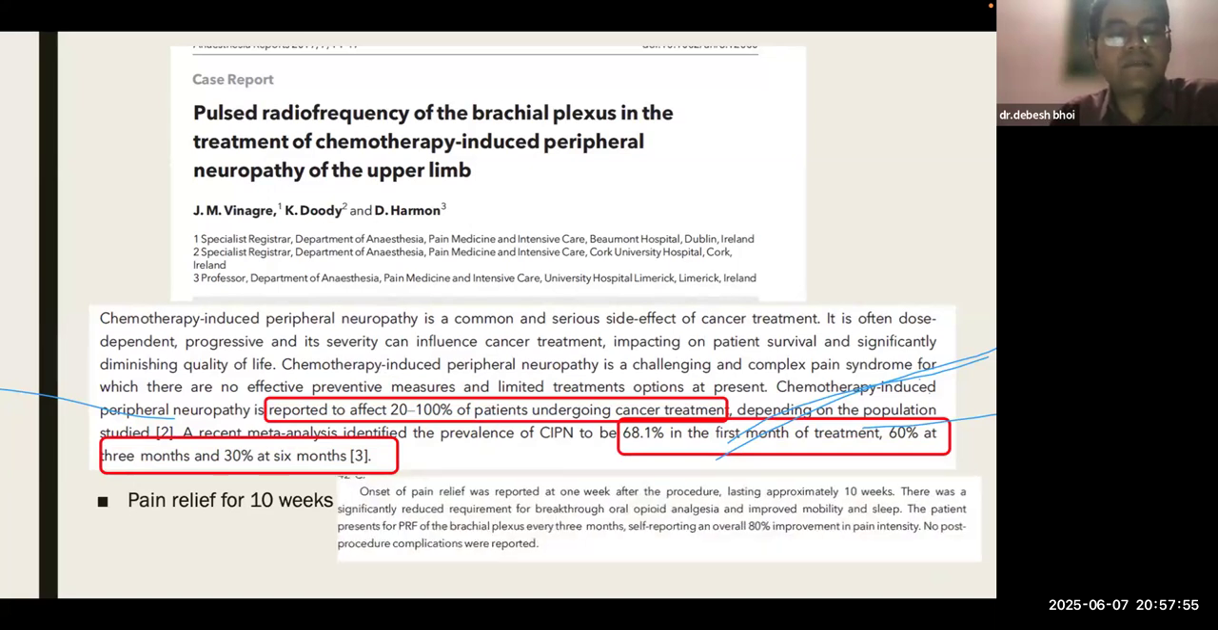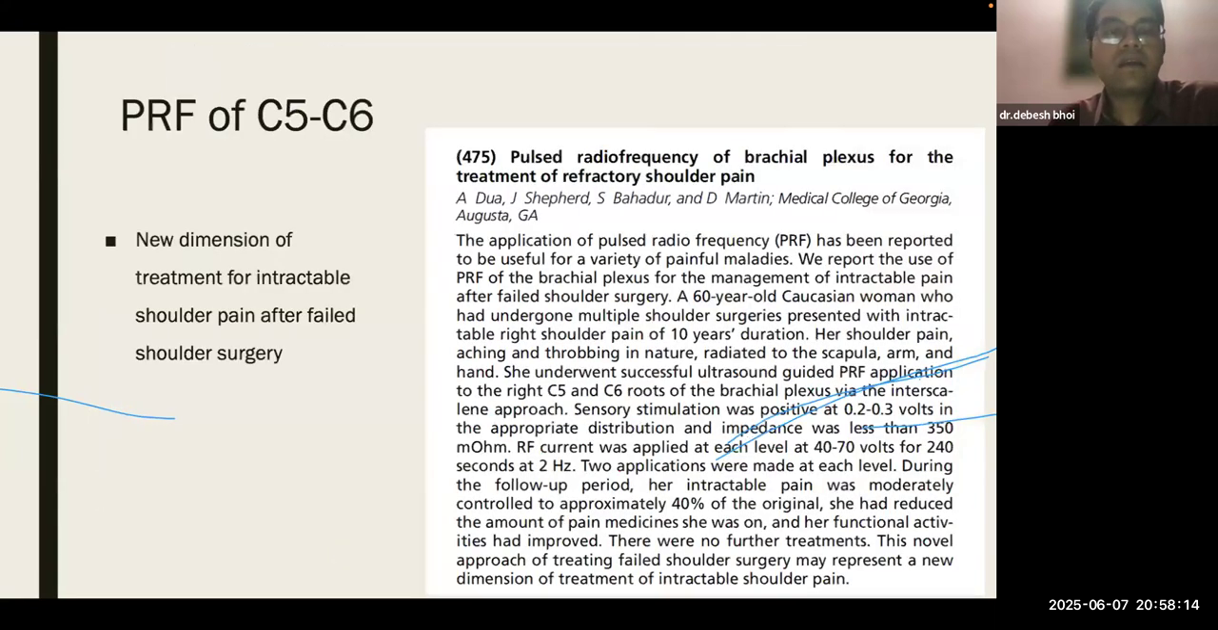In this case, in spite of all the treatment modalities, the patient had been given breakthrough opioids and still had pain. They reported this case, they did a PRF of the brachial plexus, and the pain relief was good for 10 weeks. This is another report of the C5, C6 ventral ramus.